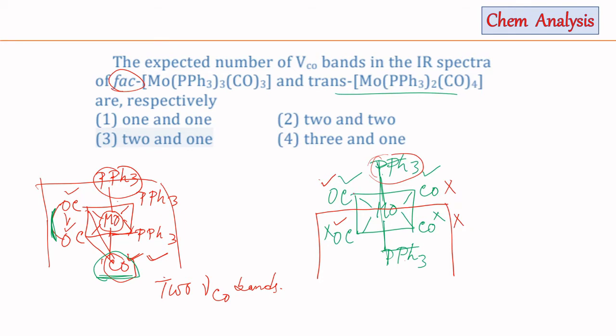Therefore we can see that all four carbonyl ligands are equivalent, and as a result there will be one CO band. Thus we can see that the first complex will show two CO stretching bands, and the second complex will show one CO stretching band. Is it okay?